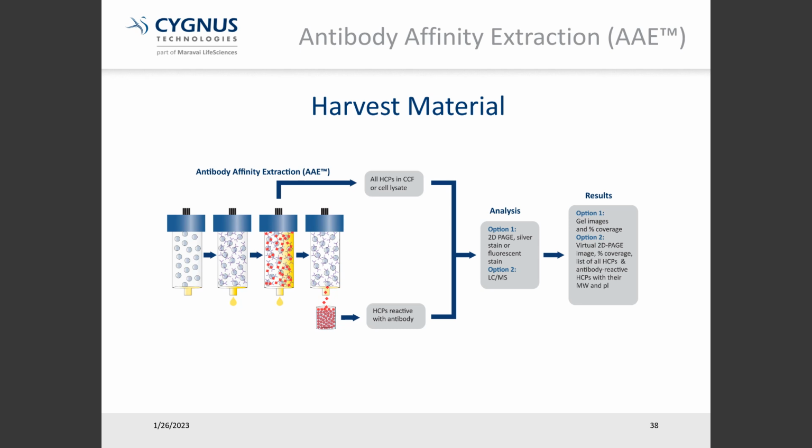I think much more recently, and I think much more valuable, most companies are going over to AAE mass spec. So we take that same pre and post sample, but then we analyze each of them on mass spec so that we actually identify every host cell protein that's in our sample, as well as what we're reactive to. And we get some other information such as molecular weight, isoelectric point.